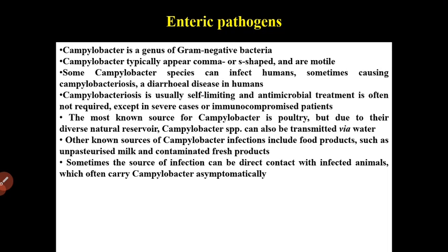The most known source for Campylobacter is poultry. As I told you, first it was found where? In cattle. Okay? But due to their diverse natural reservoir, Campylobacter species can also be transmitted via water. Other known sources of Campylobacter infections include food products such as unpasteurized milk and contaminated fresh products. Sometimes the source of infection can be direct contact with infected animals, which often carry Campylobacter asymptomatically.